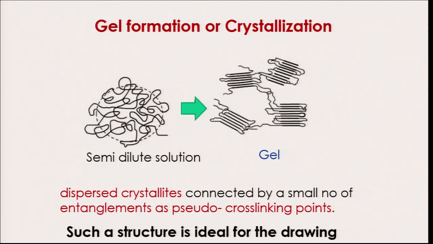They are only forming a connection point, so that during drawing one is able to transfer the stresses from one polymer chain to the other, right. So, if I repeat, gel means the dispersed crystallites which are connected by a small number of entanglements, and they are also known as pseudo cross linking points, and such a structure is ideal for drawing. If I am able to form a structure like this, it would be ideal for drawing.